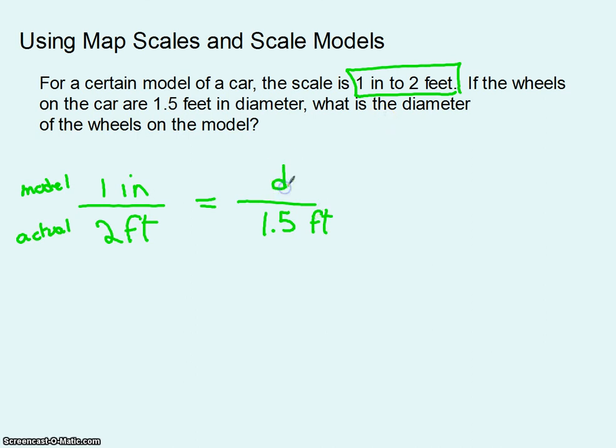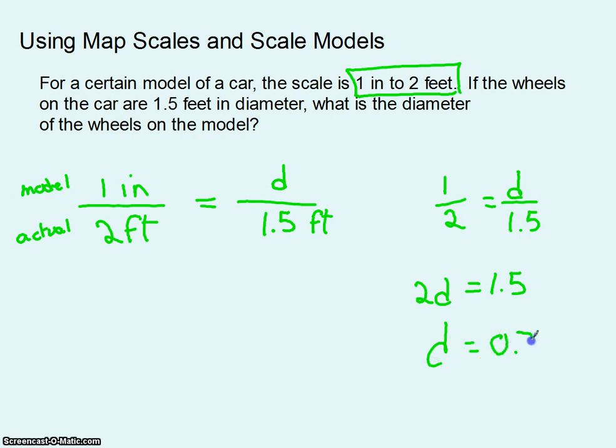Okay? What is the diameter of the wheels on the model? So I'll just put a D up here for diameter, or X, or whatever variable I choose. Well, now I have a proportion I can solve. Let me just write it with numbers. 1 over 2 equals D over 1.5, and that can be solved easily to find out what D is. So 2D equals 1.5, or D equals 0.75 when you divide.